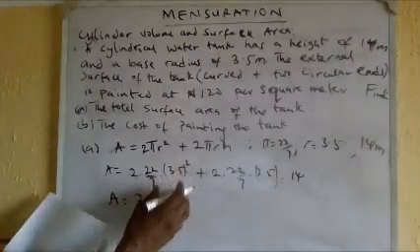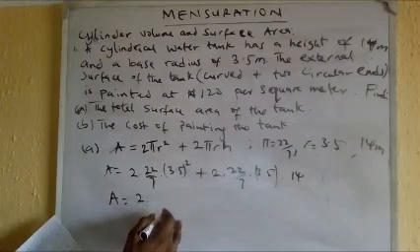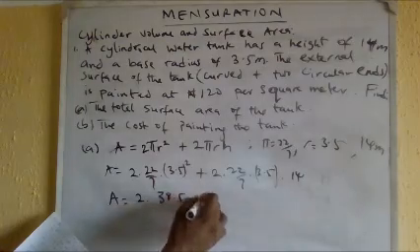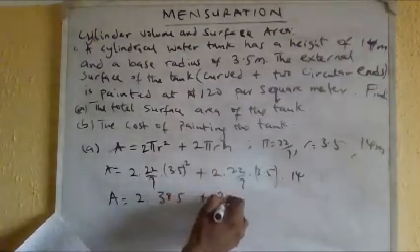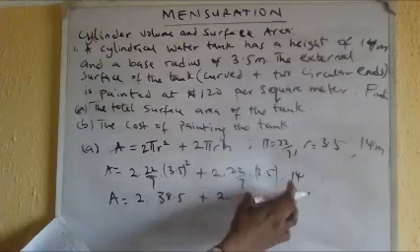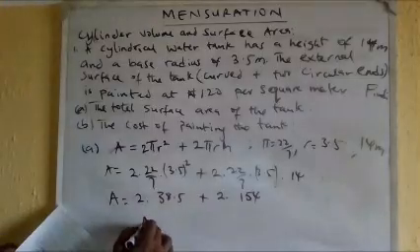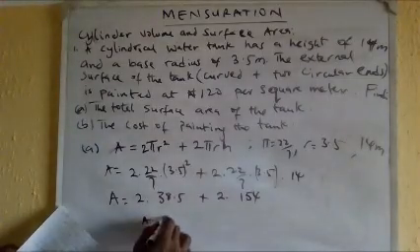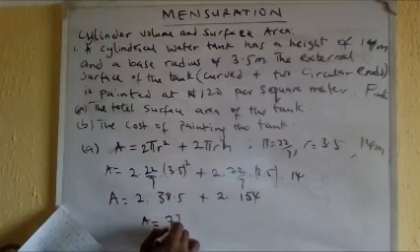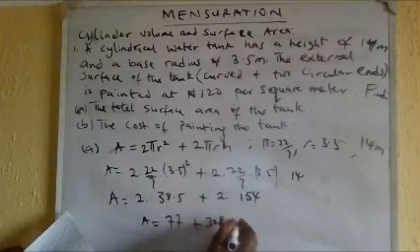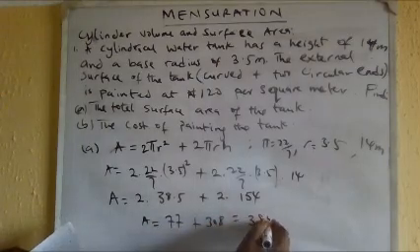The whole of this one will give us a value, 38.5 plus again 2 dots. The whole of this one will give us 154. So A, the total surface area, is 77 plus 308, which is equal to 385.